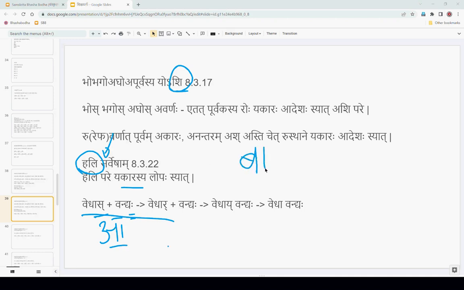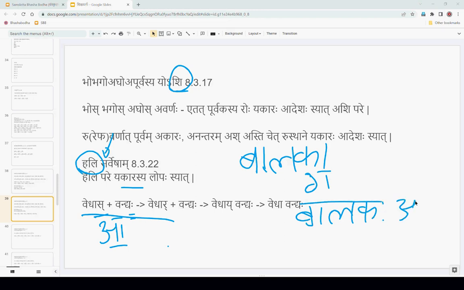Other examples also I am taking deliberately, like balaka, mruga. I am avoiding that here. Balakaha asti, I am avoiding this example. Why? Because I know the next sutra is going to address this. So I am taking this A only here. Balaka gacchati, gacchanti, mrugaha dhavanti, balakaha santi.